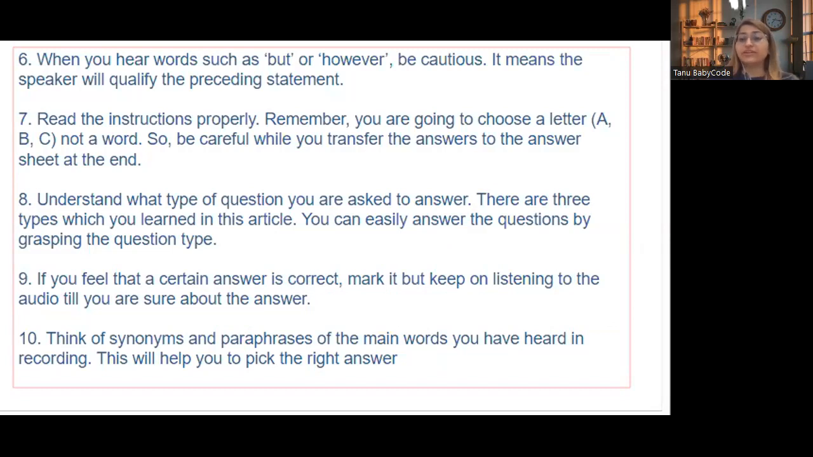Seventh is read the question carefully. You are going to choose the letter A, B, C, not a word. So be careful while you transfer the answers to the answer sheet at the end.